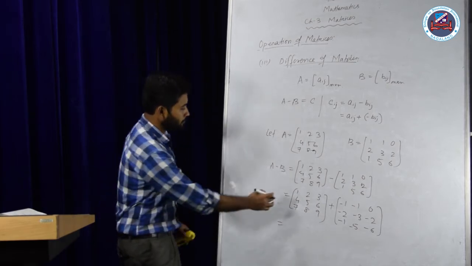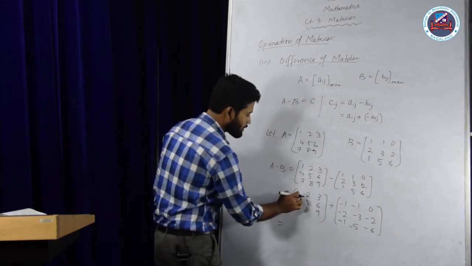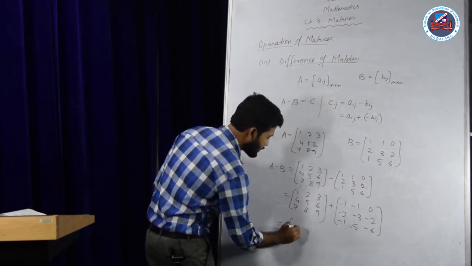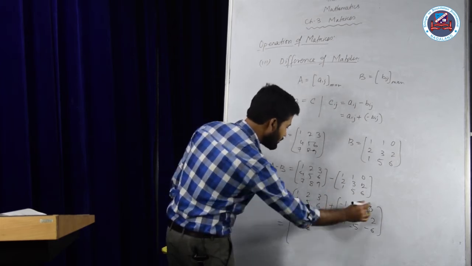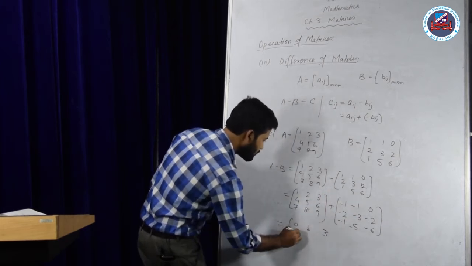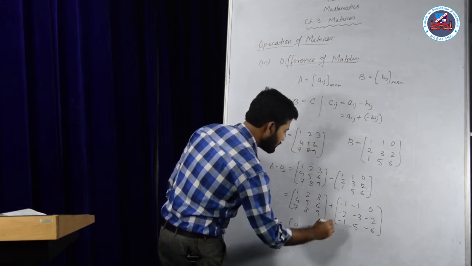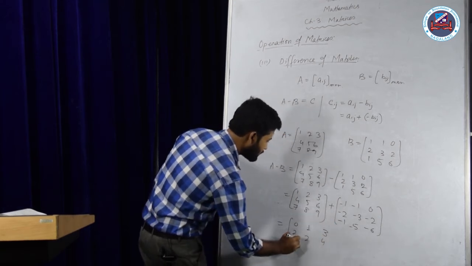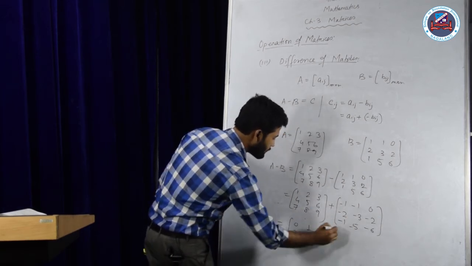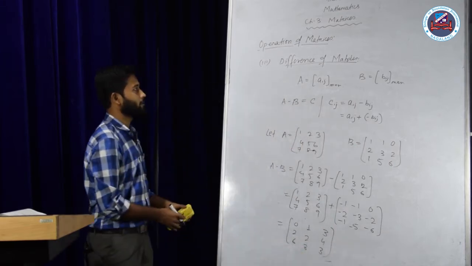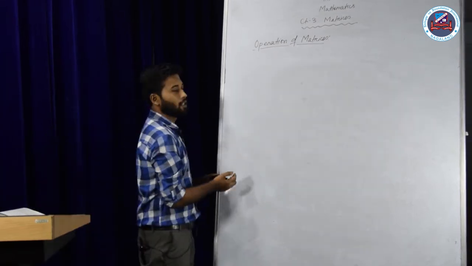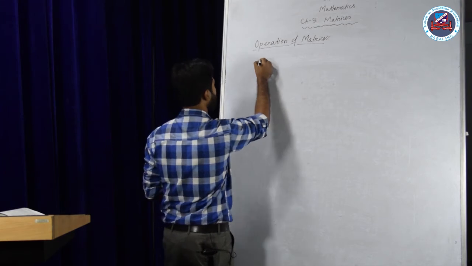Now, if I add these two, 1 and minus 1 will give me 0, 2 and minus 1 will give me 1, 3, 2, 2, 4, 6, here 8 minus 5, 3, 9 minus 6, 3. So this is our difference of matrices. Next, let us see multiplication of matrices.